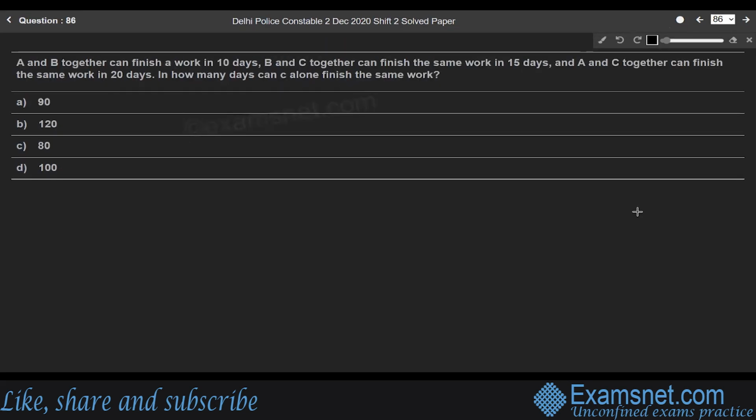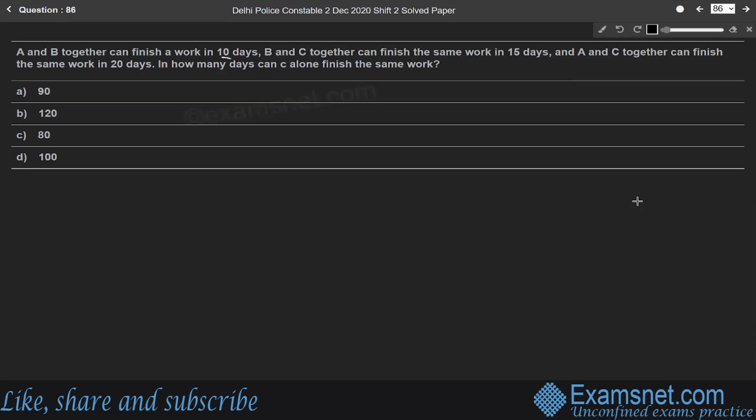Question 86. A and B together can finish a work in 10 days. B and C together can finish the same work in 15 days. And A and C together can finish the same work in 20 days. In how many days can C alone finish the same work? So let us assume the total amount of work done be 1 unit.